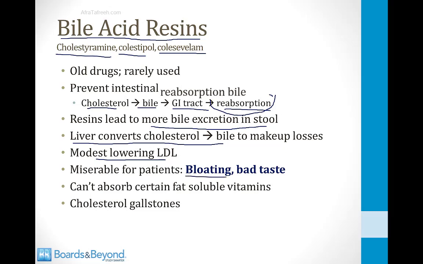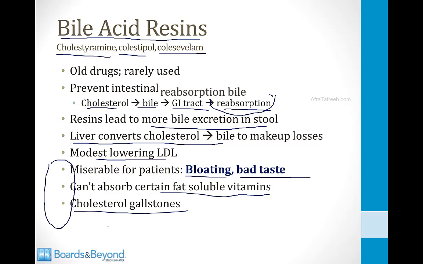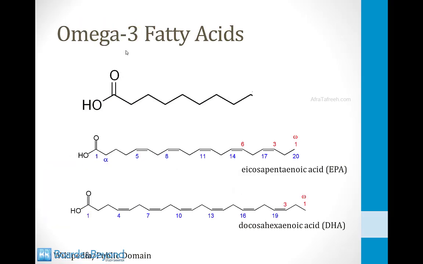They lead to bloating in the intestine and bad taste. In addition, patients sometimes malabsorb certain fat-soluble vitamins, and there's an increased risk of cholesterol gallstones. So for all of these reasons, these drugs are hardly ever used anymore. The final therapy for treatment of hyperlipidemia I'll discuss are the omega-3 fatty acids.